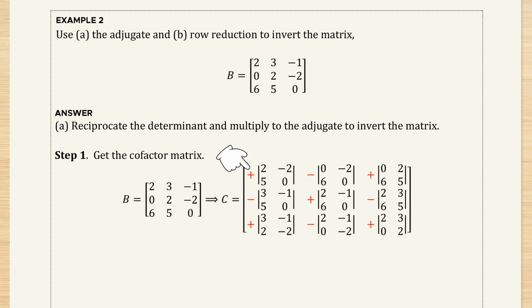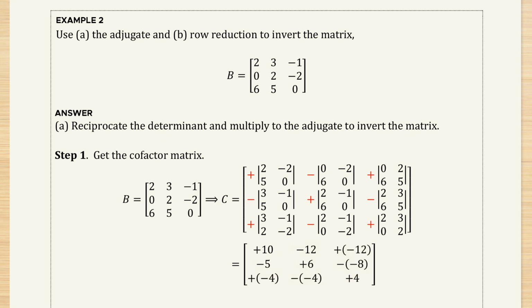Remember that the top left corner has to be a plus. Computing these determinants, we have ad minus bc. 2 times 0 minus negative 2 times 5, 10. And then next one, 0 times 0 minus a negative 2 times 6. Positive 12, but we have the negative associated with that position, so it's negative 12. And we continue for the remaining cofactors.